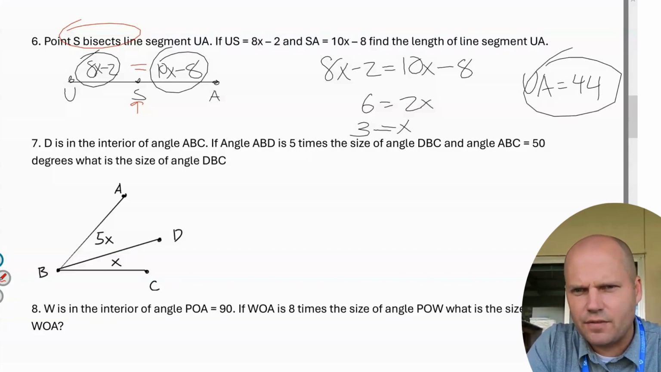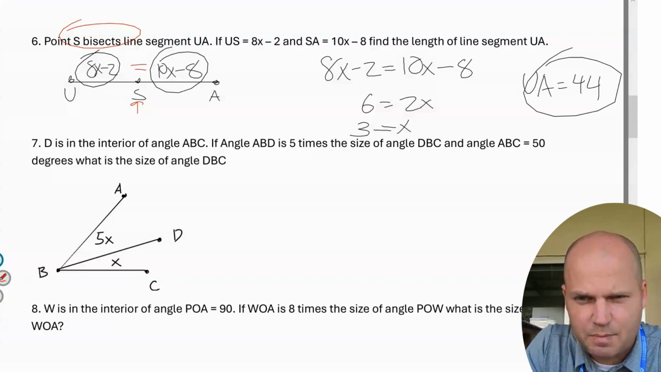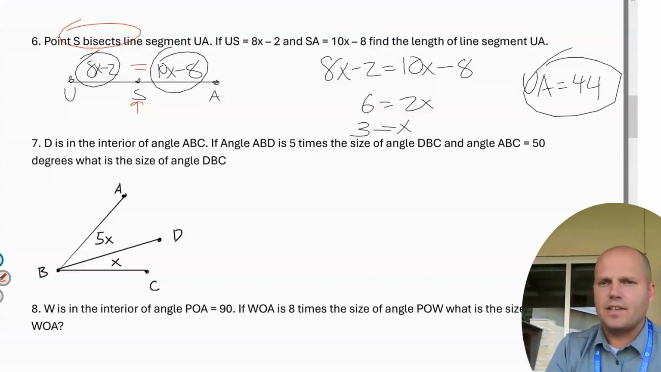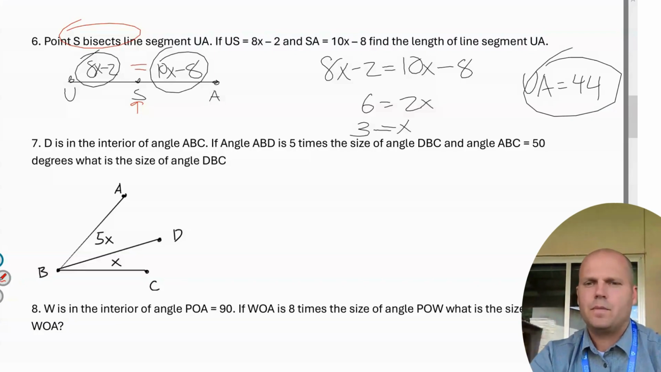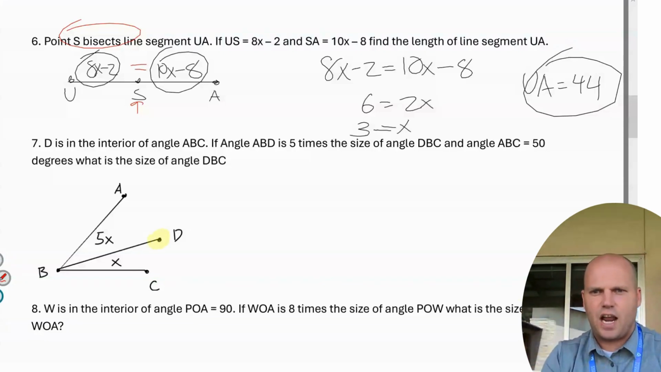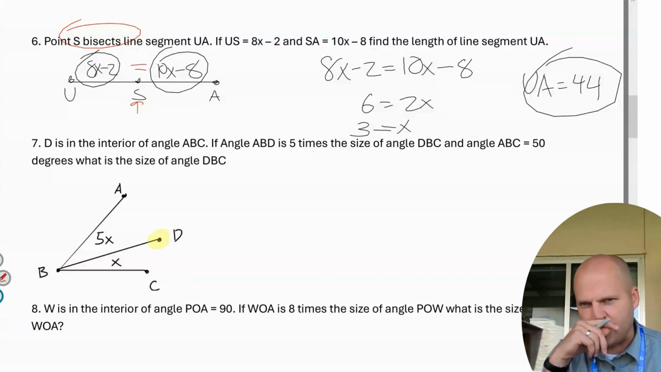D is in the interior of angle ABC. Angle ABD is 5 times the size of angle DBC. Angle ABC is 50. What is the size of DBC? Pictures given to you just to help you guys for the next question. This is what it means to be in the interior. It's just like inside your angle. You can create the ray BD, that point D being in the interior.